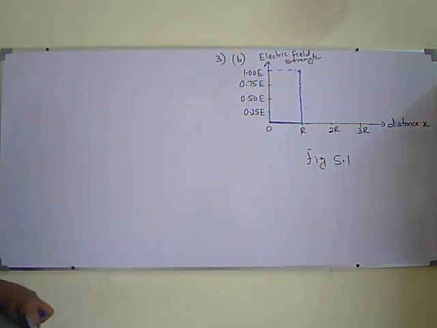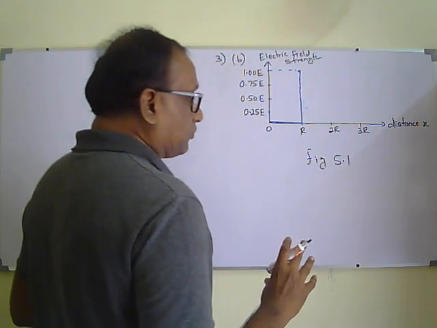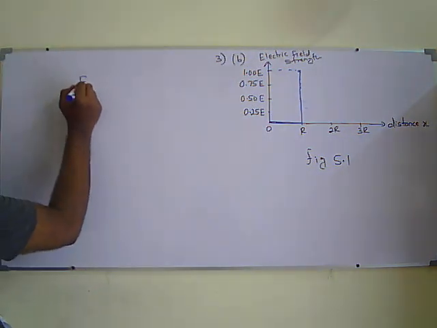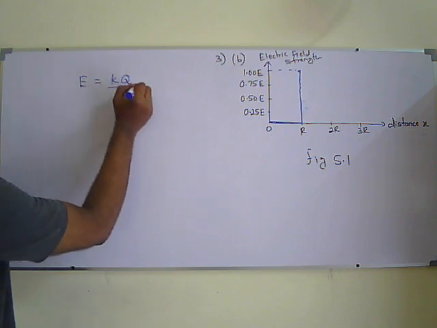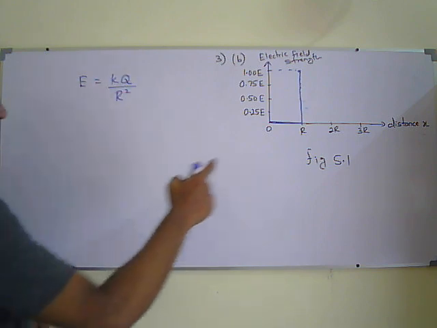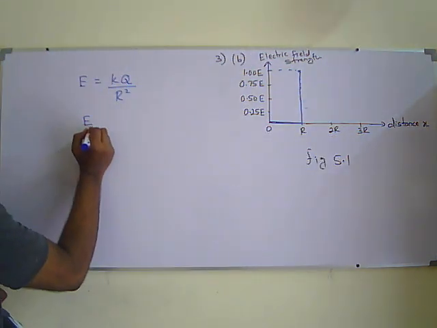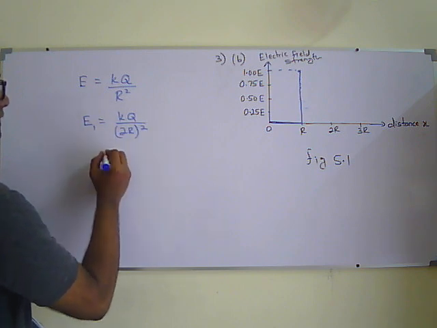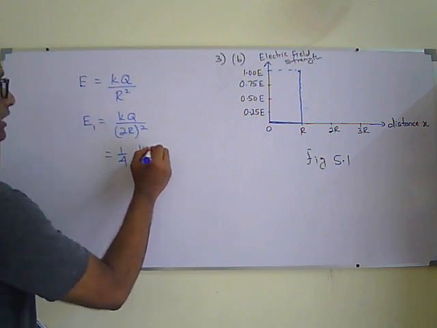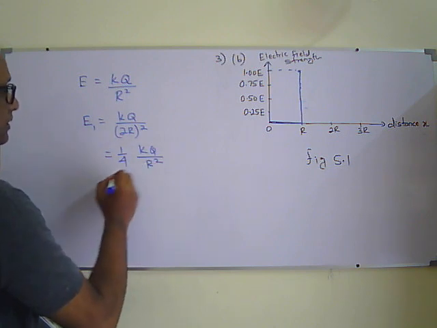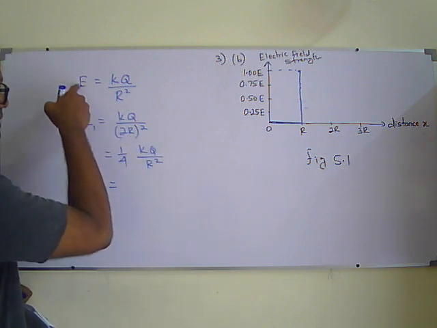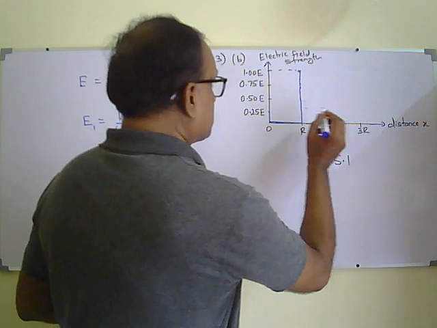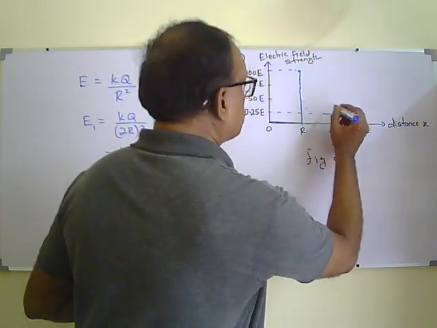Right. Now what happens? We learned that we can assume the whole charge is concentrated at the center. So E equals KQ over R squared. So at 2R, I can say E1 equals KQ over (2R) all squared, that is equal to 1/4 of KQ over R squared. That is 1/4 of E, I can substitute this E. So E by 4, that is 0.25. So at 2R, 0.25, this is a coordinate.